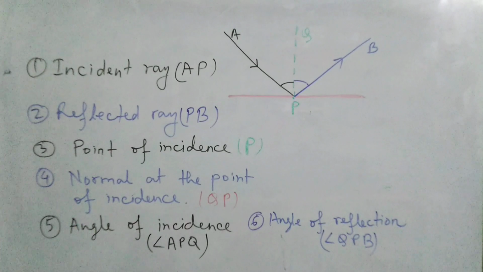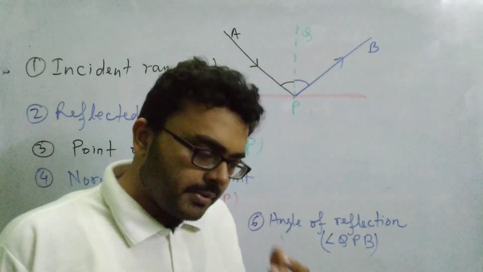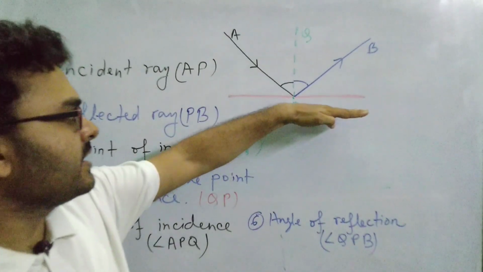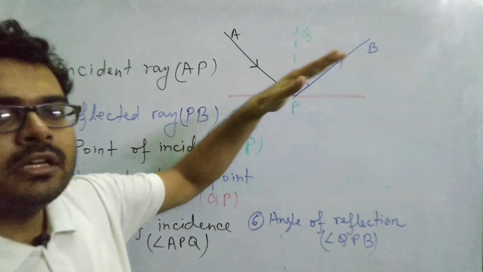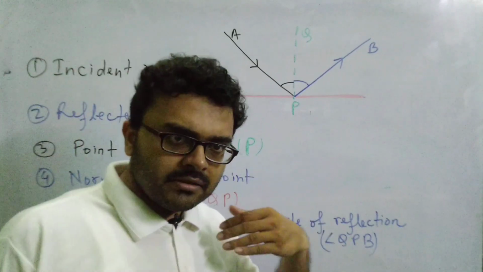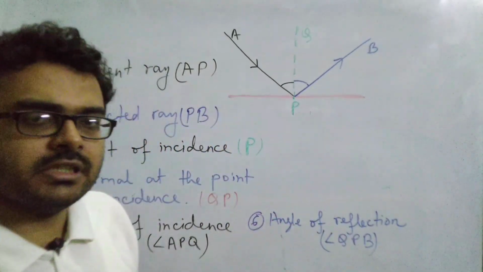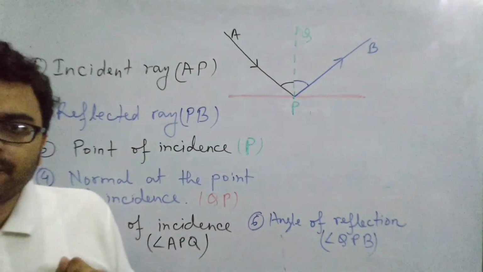And what is the red colored line called? It can be regarded as the plane of incidence or the plane of reflection. As I have already said, this is a plane on which light is falling, getting hit. It is hitting the surface and bouncing back. That plane is called the plane of incidence or the plane of reflection.